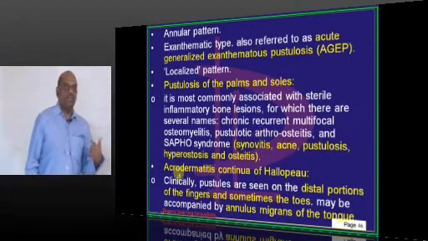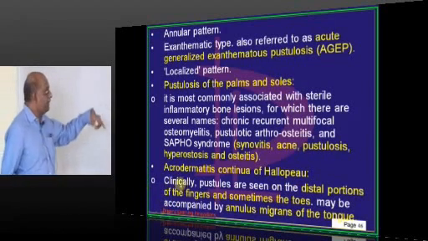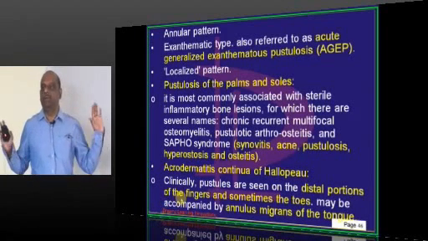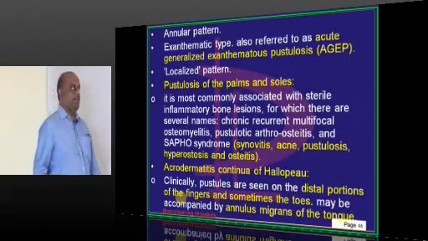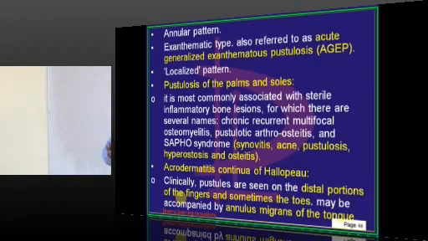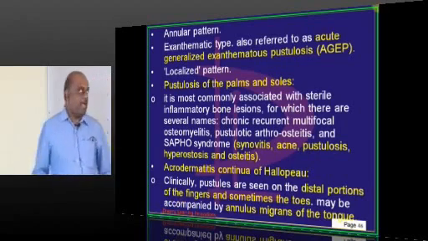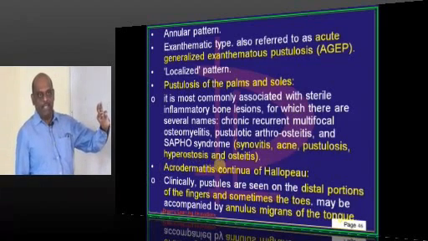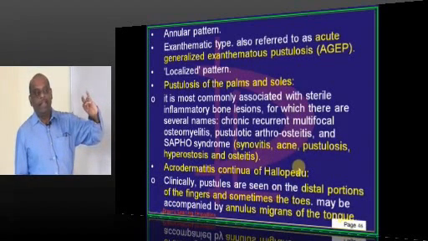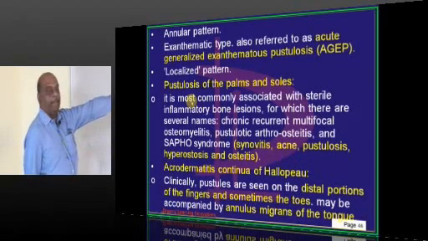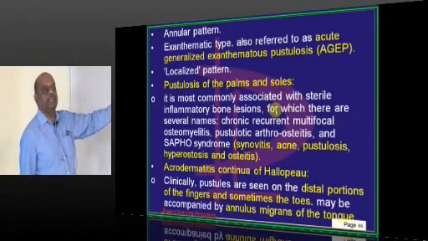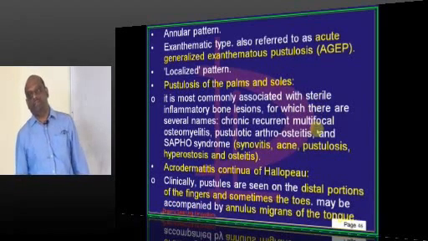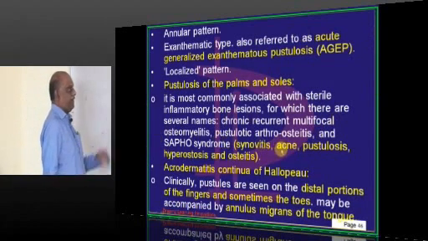Typically, pustulosis of the palms and soles is associated with the SAPHO syndrome. So the examiner will ask you, what are the components of the SAPHO syndrome? SAPHO includes synovitis, acne, pustulosis, hyperostosis and osteitis, along with the palmoplantar pustulosis in psoriasis. So pustulosis of palms and soles can be an associated feature of the SAPHO syndrome is what you need to remember.